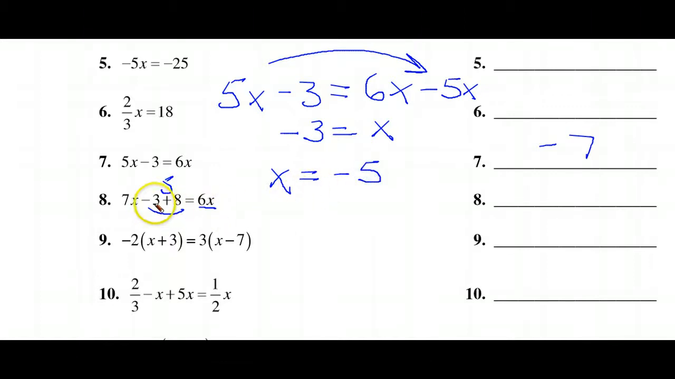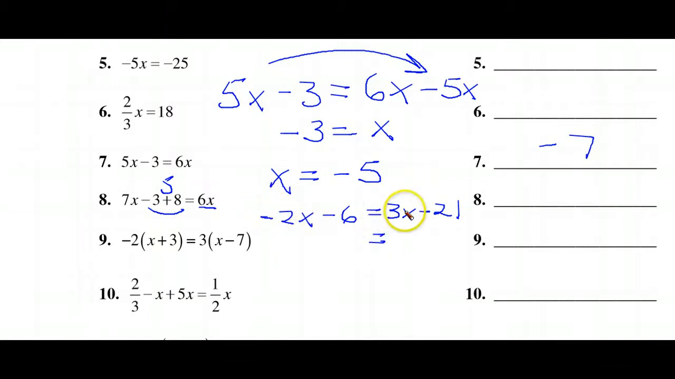And I didn't show all of the steps here, but the process. I'll write this one out fully. So the first thing, clear the parentheses. So we get -2x, -6, 3x, -21. And we want to keep our x's positive, so we're going to move this to the other side.